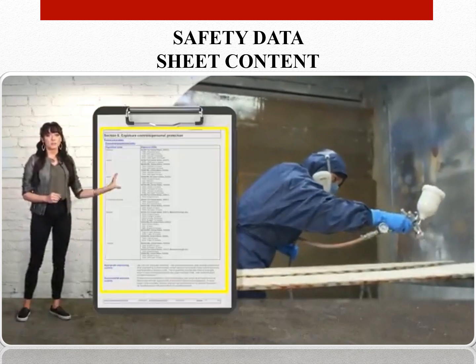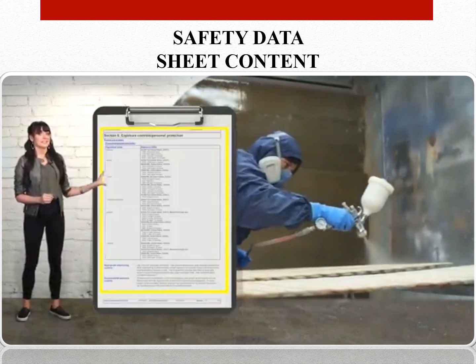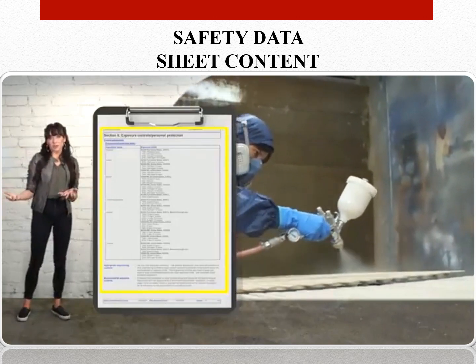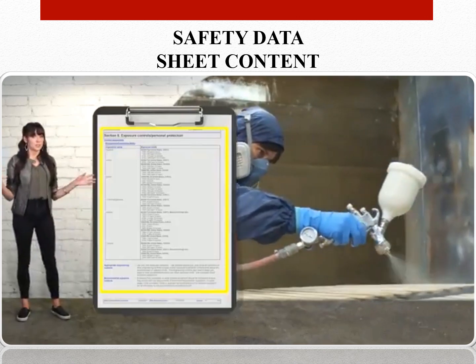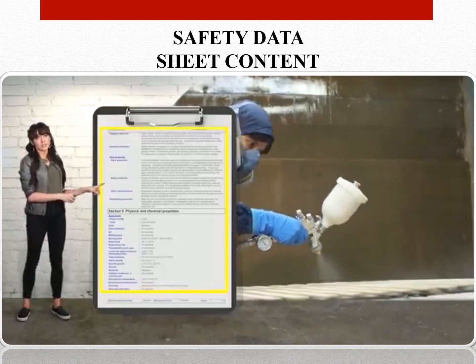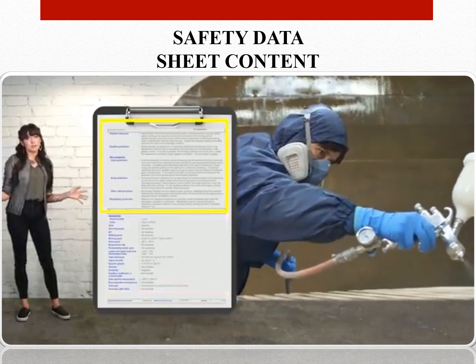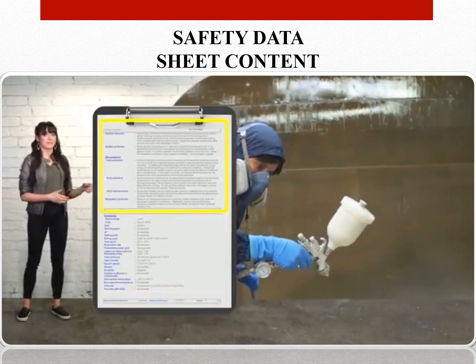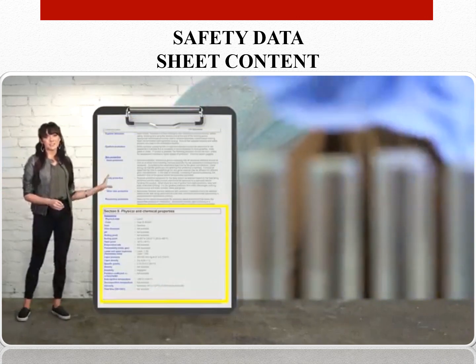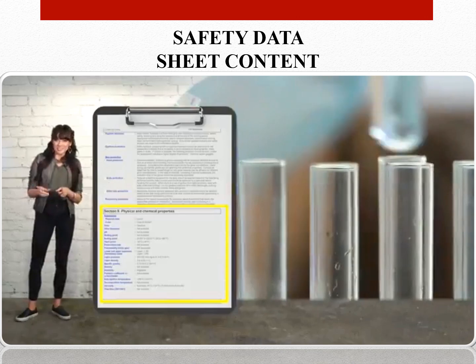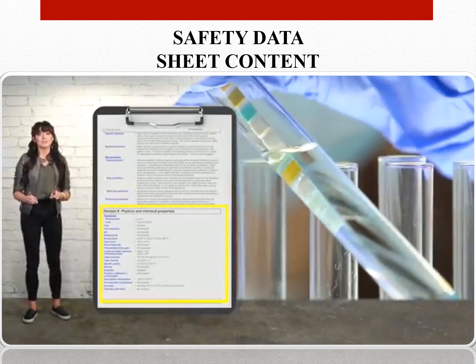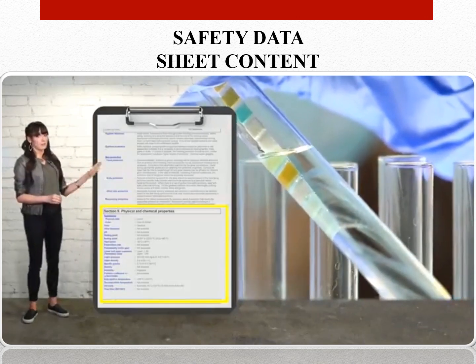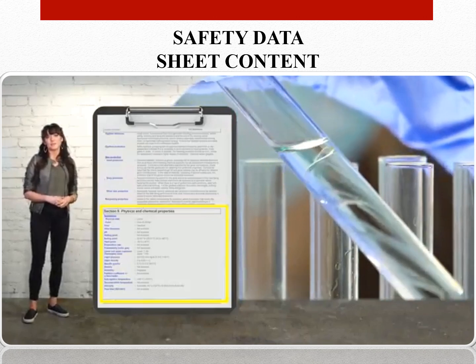Section 8, Exposure Controls and Personal Protective Equipment. In cases where OSHA has defined a permissible exposure limit, this section will include them, as well as any recommended personal protective equipment. Section 9, Physical and Chemical Properties. This one is actually surprisingly useful. Here you can find information like pH and boiling point.